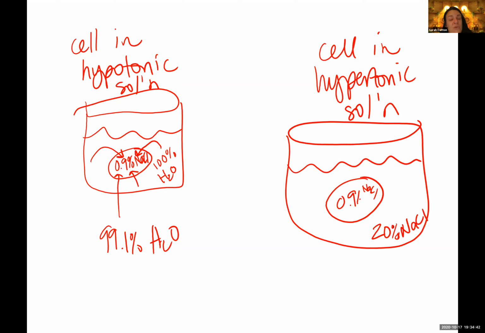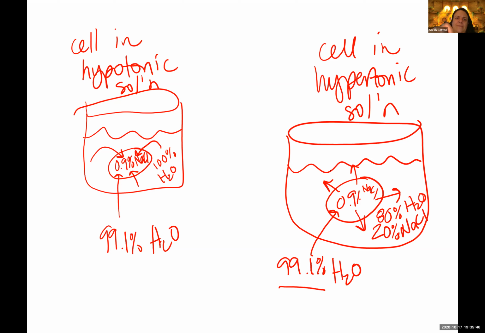Remember we're talking about osmosis, so we have to figure out how much water is in those two things as well. We already know inside of the cell it's going to be 99.1% water because we did that math already. What's the percentage of water in the solution? Well, if it's 20% salt, we're going to assume it's 80% water. So now, which way is the water going to be moving? There's 99.1% water on the inside of the cell and 80% water outside of the cell. So which way is the water going to spontaneously go? It's going to leave the cell.